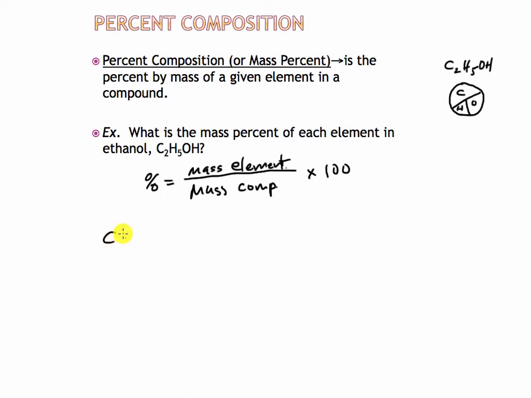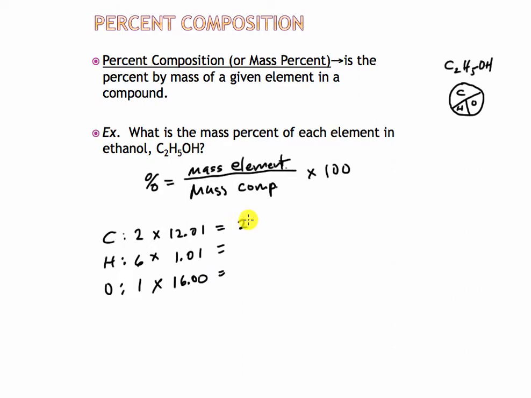So we just take the carbon. Since there are 2 carbons, we just go ahead and multiply that by 12.01. We take our hydrogens, there's 6 of them, and each one of those is 1.01. And our oxygens, we have 1 and it is 16. So add all these up.